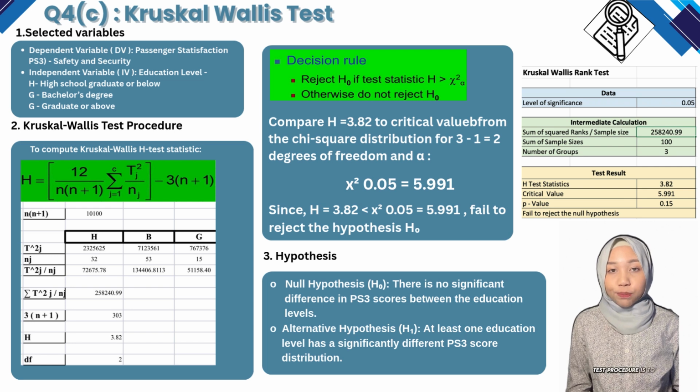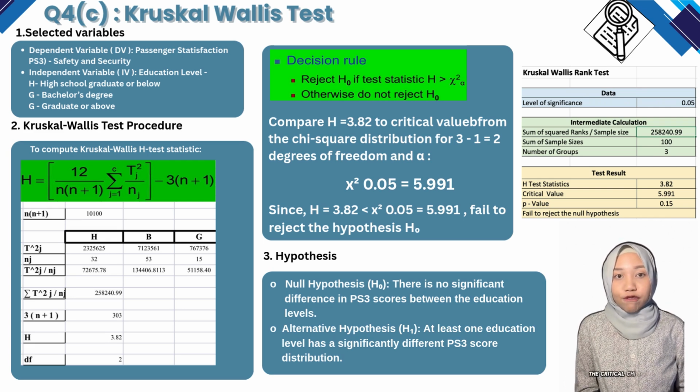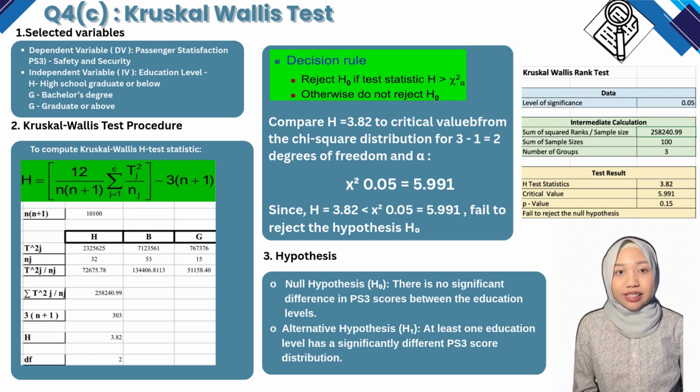Moreover, the test procedure is to perform the Kruskal-Wallis test. We rank all satisfaction scores across the three groups, calculate the test statistic using the H formula, and we found the H value to be 3.82. The critical chi-square value at 0.05 with 2 degrees of freedom is 5.991. Since 3.82 is less than 5.991, we fail to reject the null hypothesis. Next, hypotheses. Null hypothesis: there is no significant difference in passenger satisfaction scores between education levels. Alternative hypothesis: at least one group differs significantly in terms of safety and security perception.